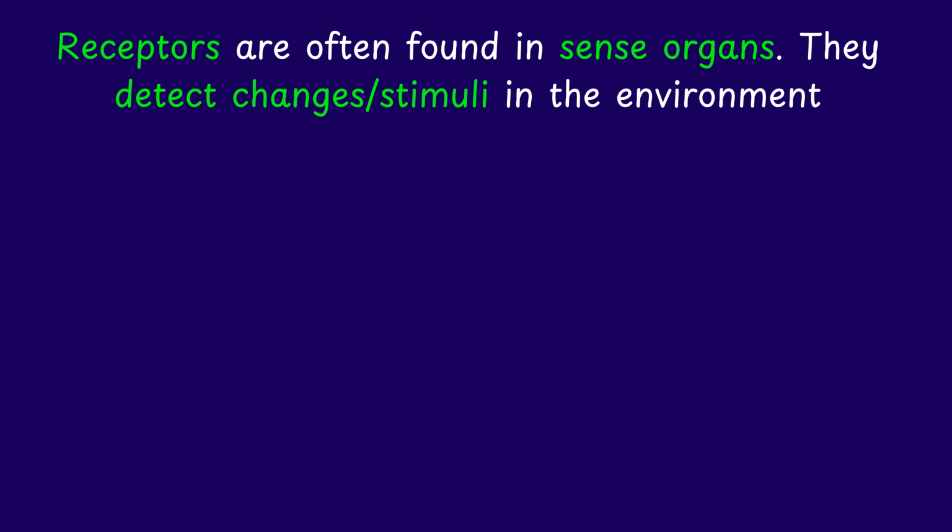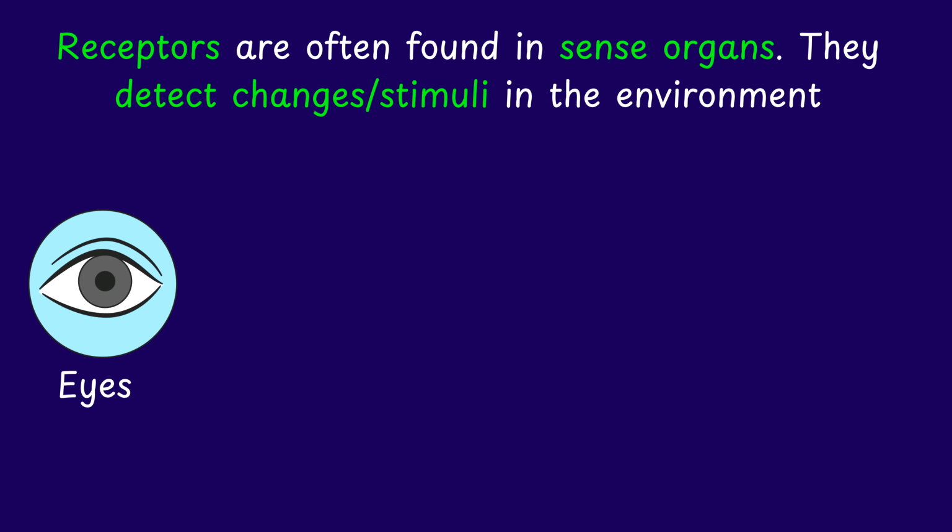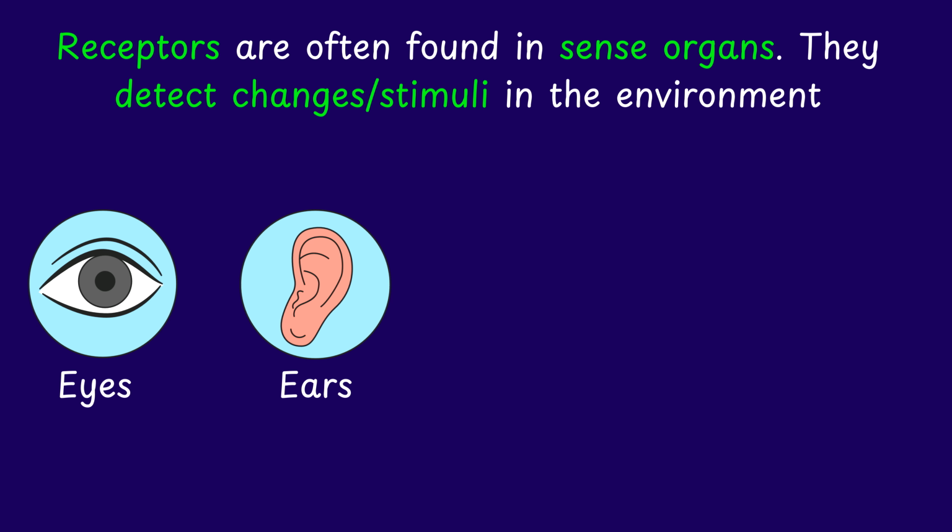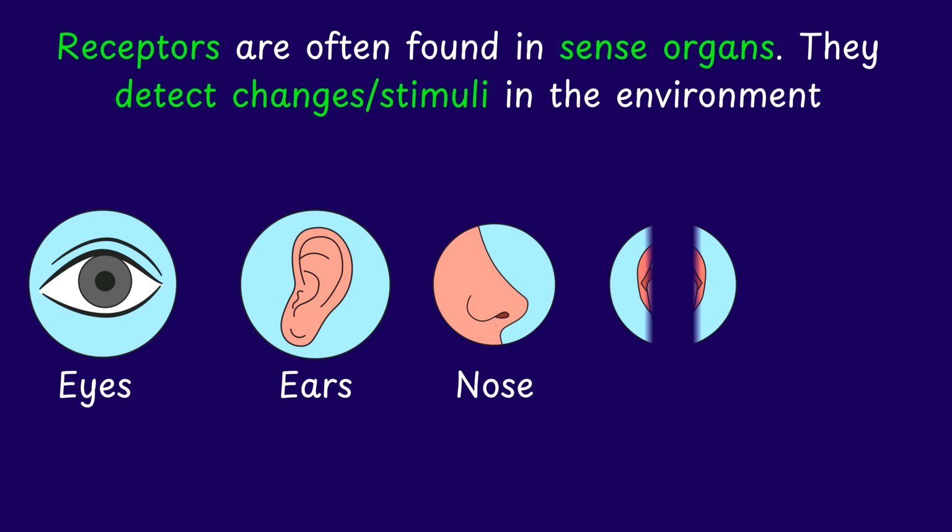Another word that we need to know about is receptors. Receptors are often found in sense organs. They detect changes or stimuli in the environment. And these are our sense organs: our eyes, our ears, nose, tongue, and skin.